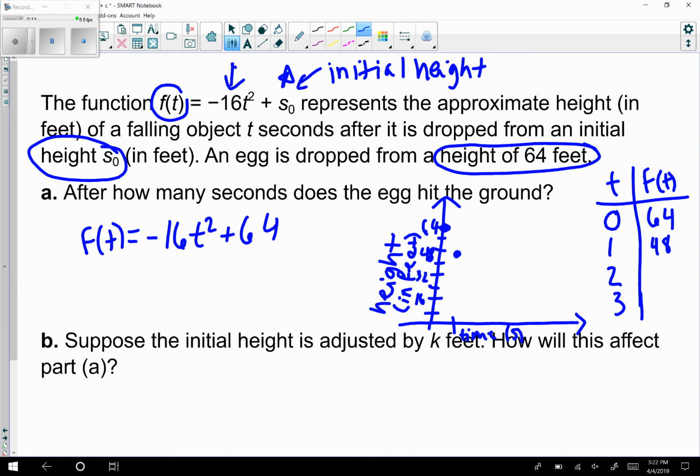And if I plug 2 in, so negative 16 times 2 squared plus 64. Ooh, that's going to be 0. So that's going to be 1, 2, 0. That one's going to be right here. Okay, so here's that line. Here's that parabola that that egg is following right here. Okay, so I really don't even need the 3. I don't need to go any further than that because the egg has already hit the ground, and that's after 2 seconds. So the time is 2 seconds.